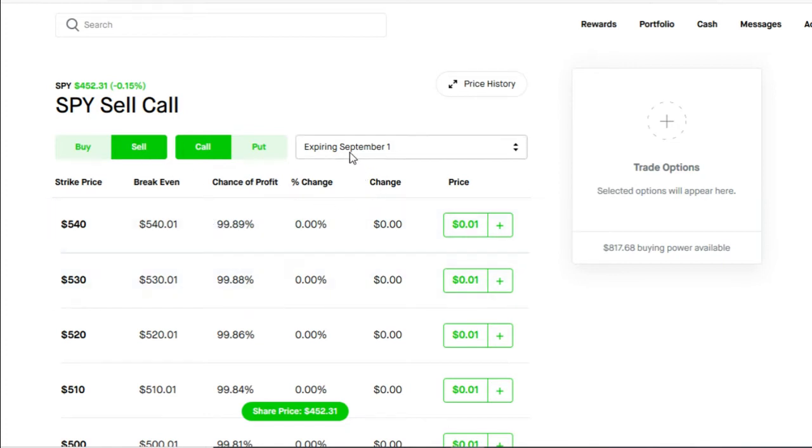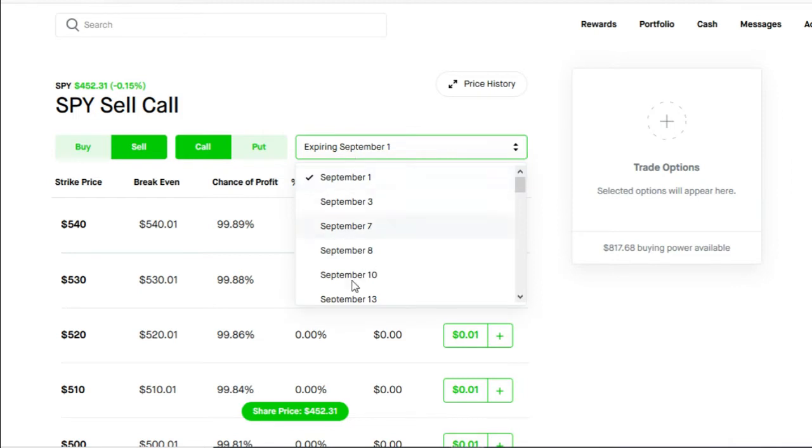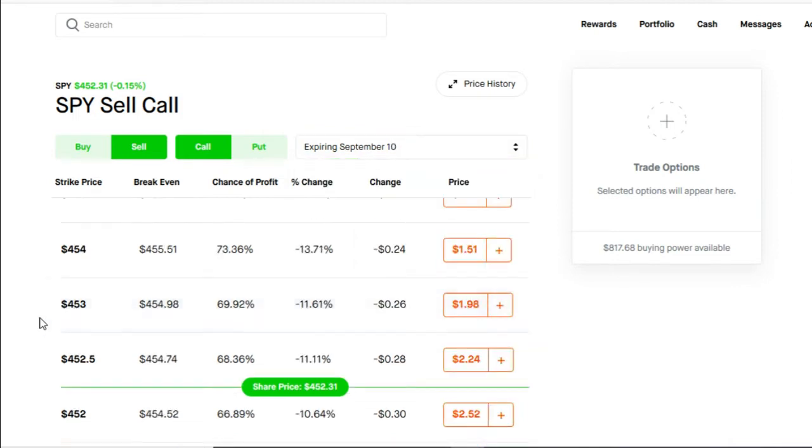So now we're going to choose our expiration date, and I'm going to go out to next Friday. Remember, this is just an example. For purposes of this video, we're going to use the 453 strike price, and for that, it gives us a 70% chance of profitability. Now we're going to receive 1.98.